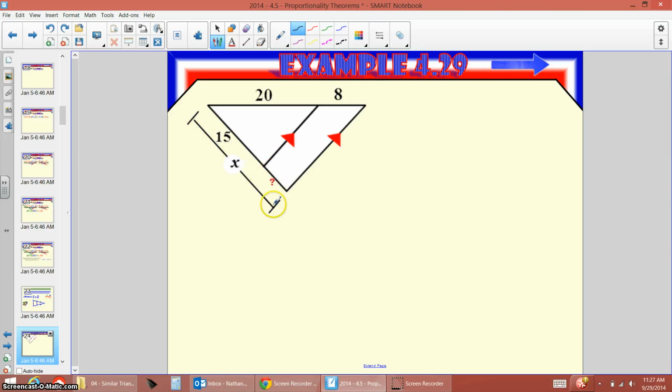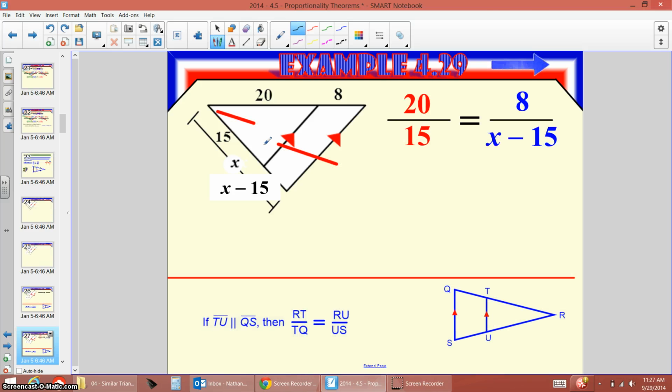Well, the whole length is X, and then I take away 15 from that. Remember the takeaway means subtraction? So I put in here, I got X minus 15, and that's the length of that small piece. Now, I know that this is proportional. I can set up my fractions. That's what this line means right here. If you look at this fraction, 20 over 15 is proportional to 8 over X minus 15.